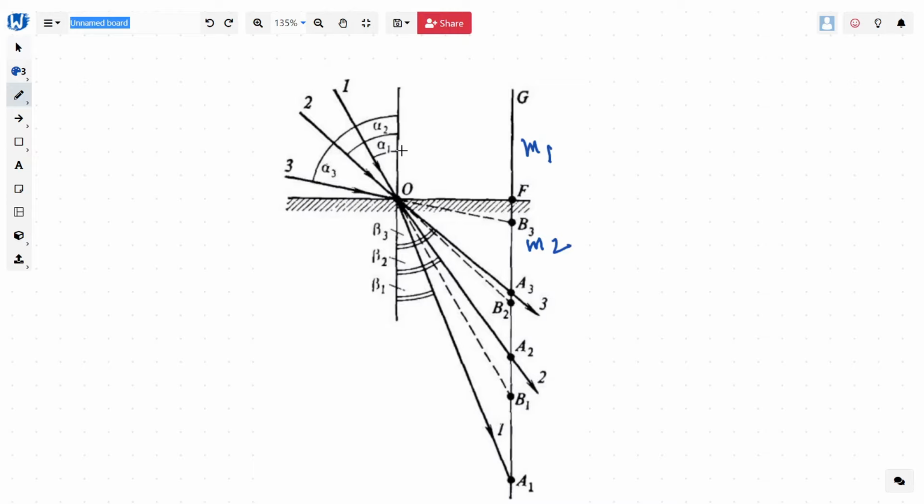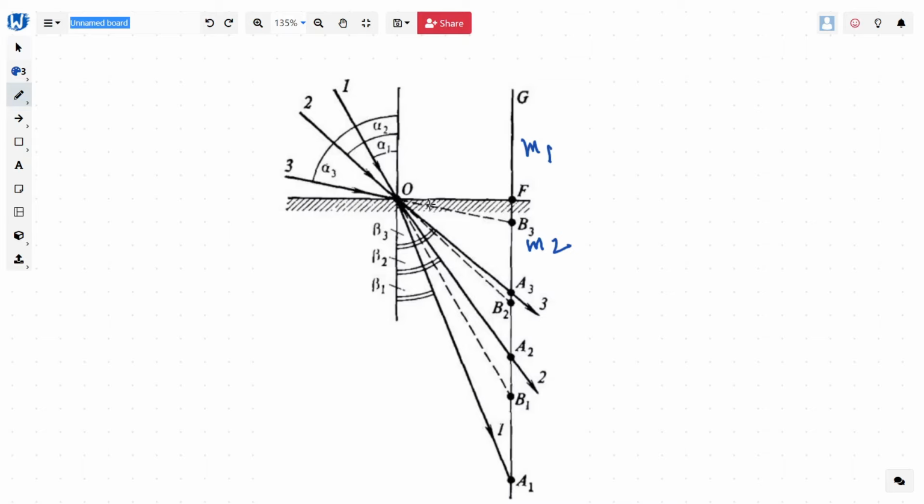Here ray number 1 is coming at angle of incidence alpha 1 and getting refracted at angle of refraction beta 1. Here ray number 2 is coming at angle of incidence alpha 2 getting refracted at angle beta 2. Similarly, this ray is coming at angle of incidence alpha 3 and getting refracted at angle beta 3.